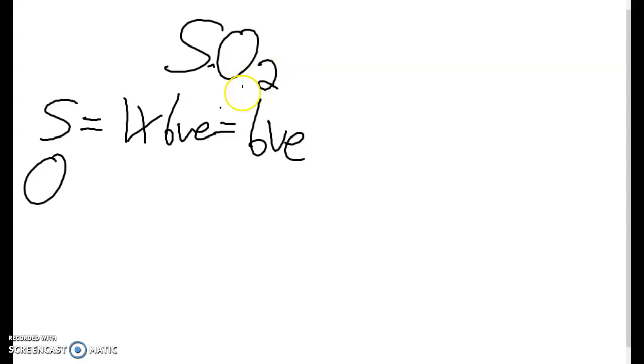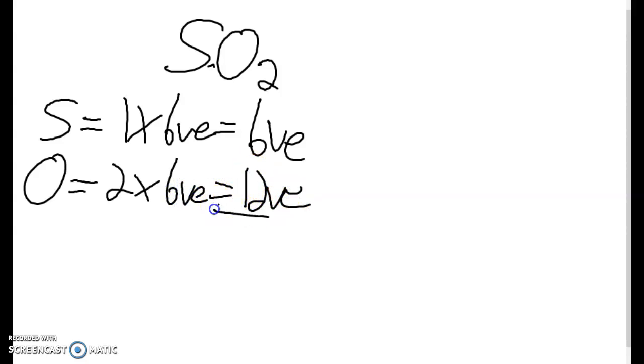Okay, oxygen, I have a subscript of 2. So 2 times, it is also in group 16, so that means it has 6 valence electrons, which means 12 valence electrons. 6 plus 12 is 18. So my structure must have 18 total electrons.